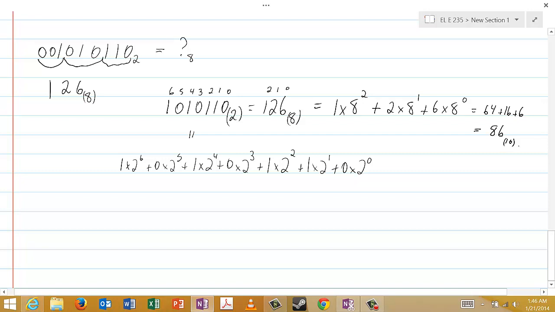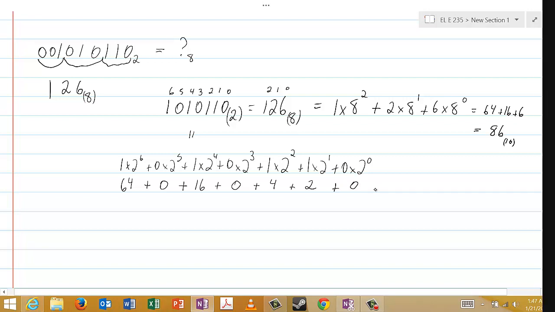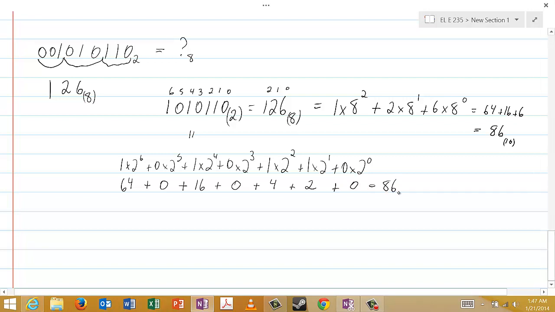Now let's check the number on the left. 1 times 2 to the 6th, of course, is 64. 0 times anything is 0. 2 to the 4th is 16, so 1 times 16 is 16. 0. 2 squared is 4. 2 to the 1st power is 2. 0 times anything is 0. And if you add up all those numbers, sure enough, you get 86 base 10.